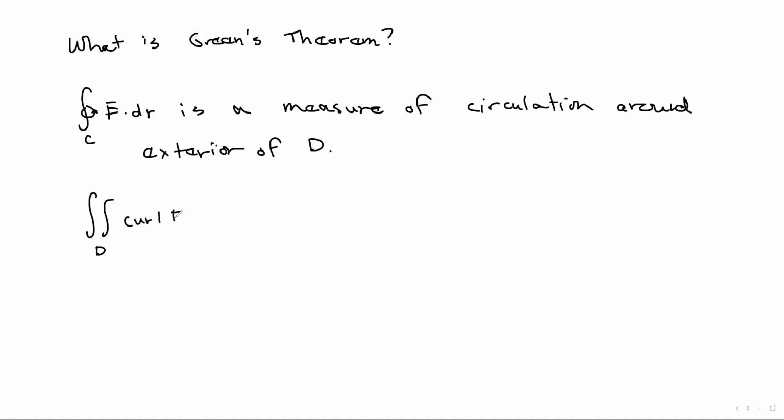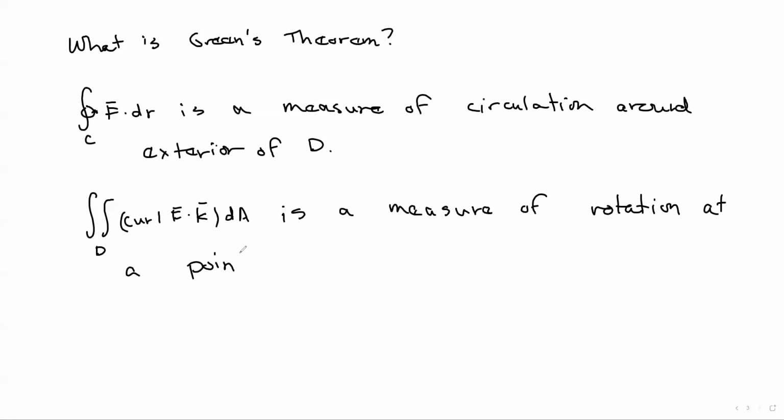the curl of f dot k, right? If you recall the curl format, the curl of f dot k is going to be the k component of the curl, and that gives us a measure of rotation in the xy plane at a point. So this is going to be a measure of rotation at a point inside D. So what Green's theorem says is that these two quantities are equal.